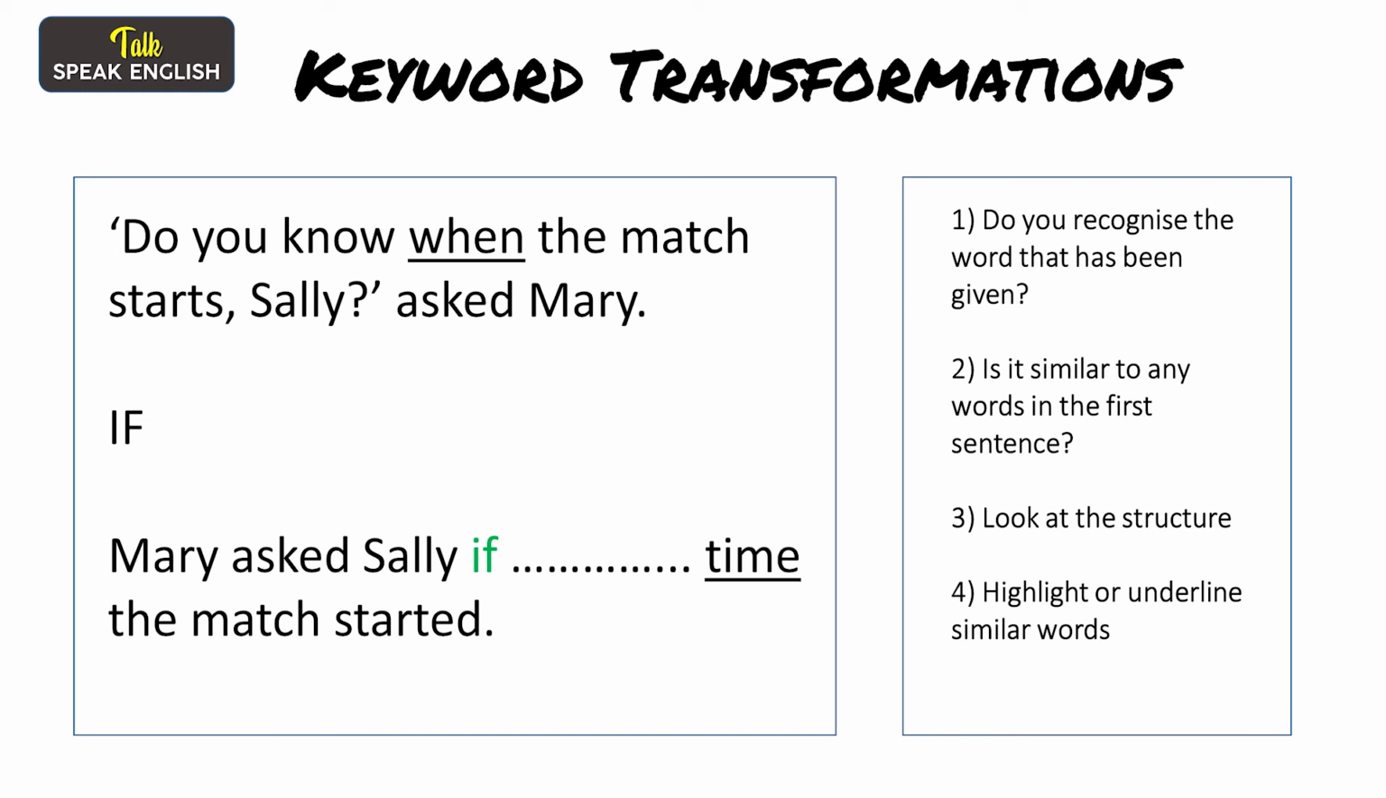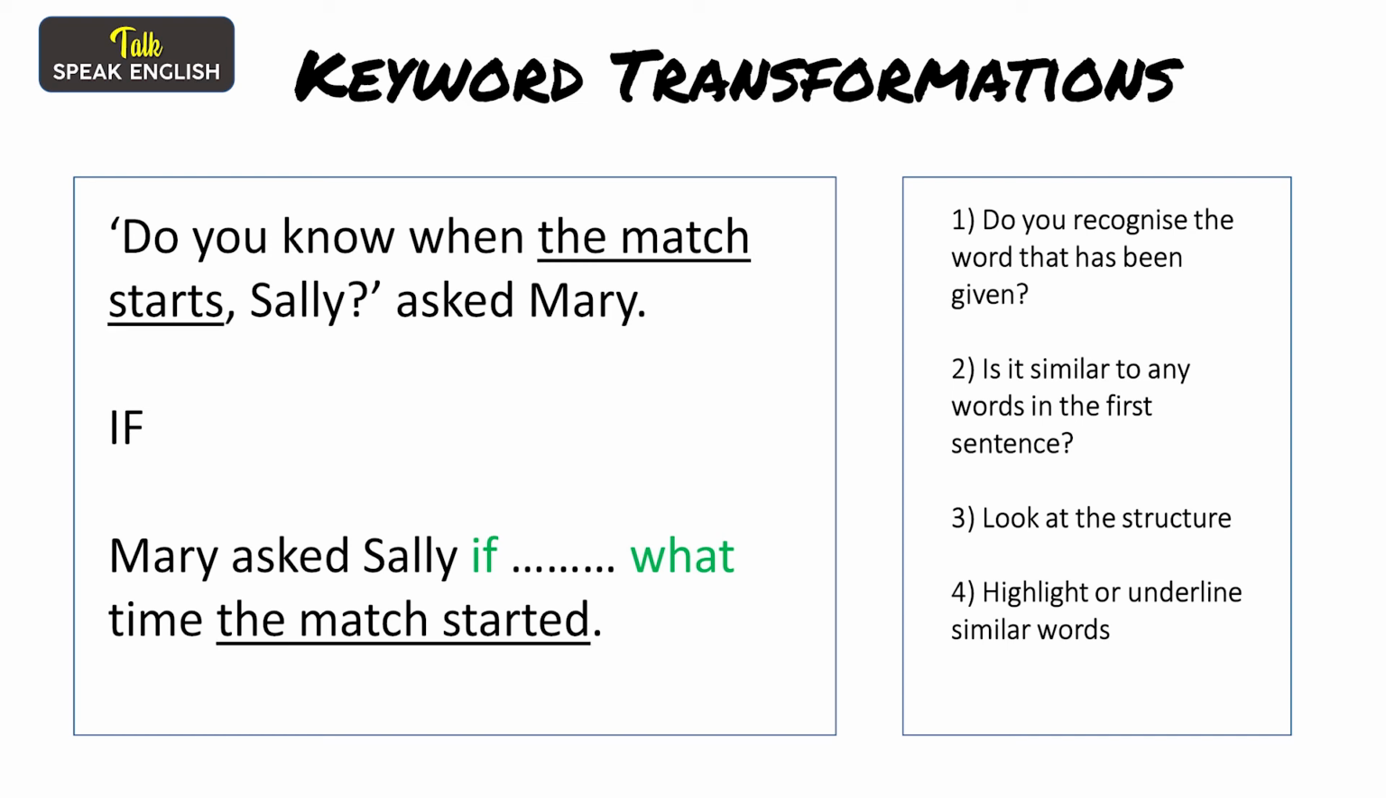Next up, let's highlight any words or underline any words that are similar. We have "when" and we have "time". So there's our next clue. If it's a question in the first example, we need to use a question word in the second example. So let's include "what". And now we have "what time". We also have "the match starts" and "the match started". Notice here the shift in tense from the present simple to the past simple. So there's another clue. We can take the verb and change it to match the rest of the sentence.